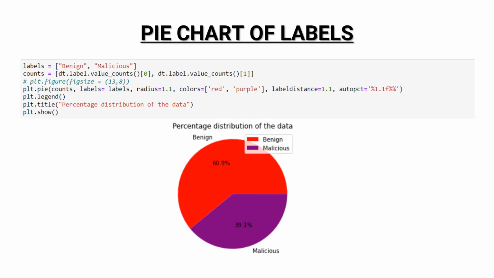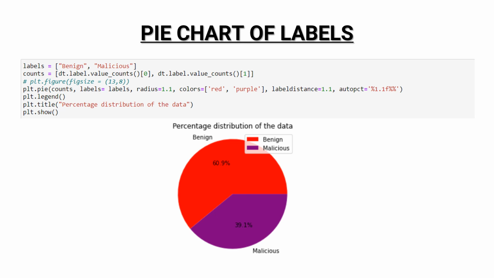Now, here we see a pie chart which denotes the percentage of benign and malicious requests. As already discussed, the label value 0 denotes a benign request, while the label value 1 denotes a malicious request. As we can see in the pie chart, our data contains 60.9% benign data and 39.1% malicious data.